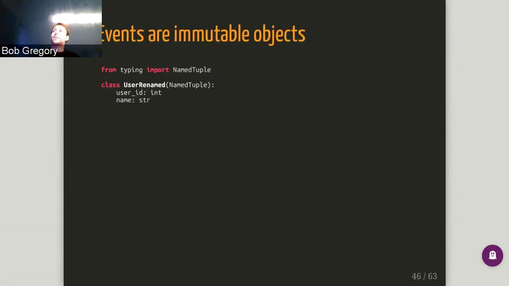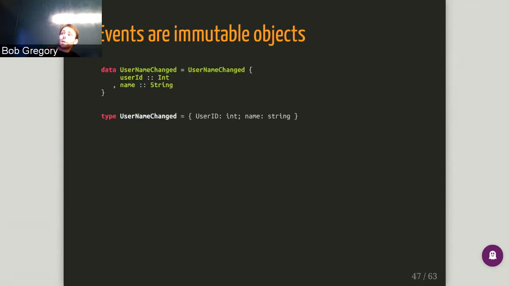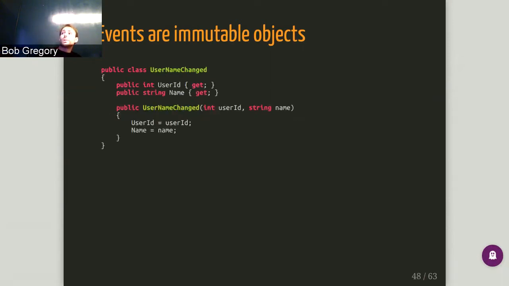We normally represent events as immutable objects. So in Python, which is my daily bread, I would use a named tuple, and it looks a bit like this. In Haskell or F#, I might do something like this, a kind of record type. In C#, I would do it like this. I just have a class with read-only fields. It doesn't matter what language you're doing, you just want some kind of immutable data structure. There's no behavior to it, it's just a blob of stuff.